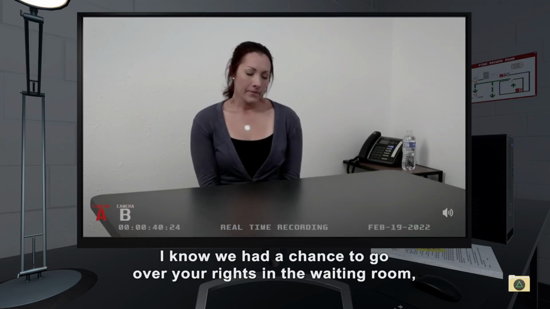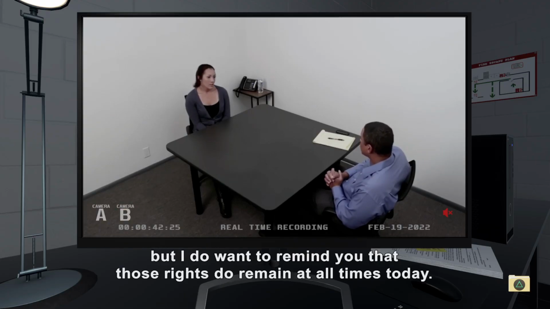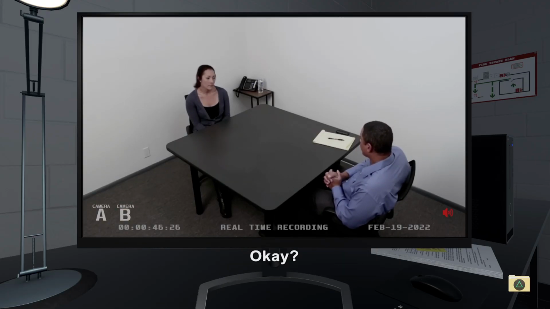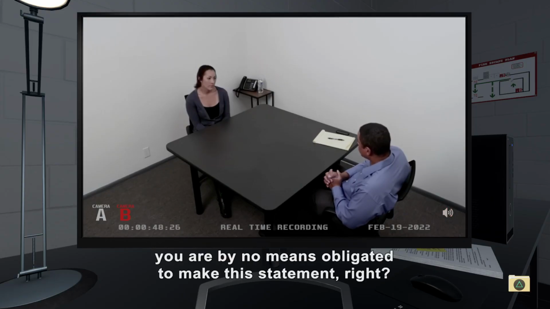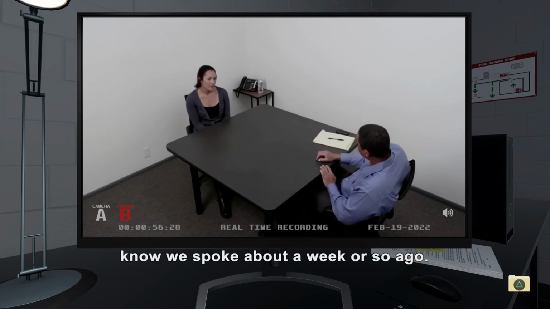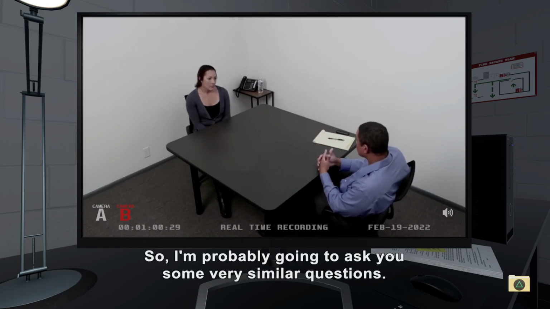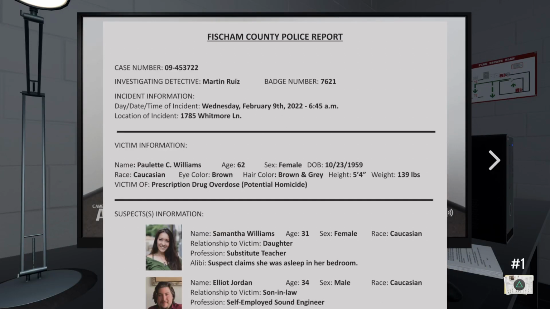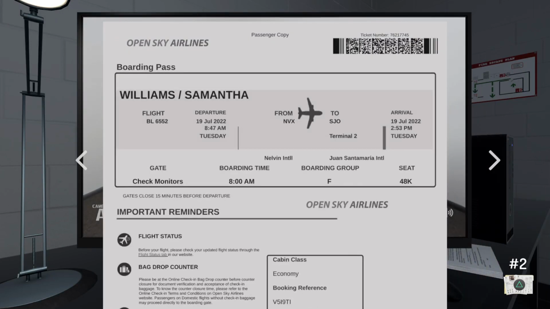I know we had a chance to go over your rights in the waiting room. I do want to remind you that those rights do remain at all times today, okay? And also, you are by no means obligated to make this statement, right? You understand that? Yeah, I do understand. Okay. The last thing is, I know we spoke about a week or so ago, so I'm probably going to ask you some very similar questions. If I do, just please go ahead and answer those, but this time for the record, okay?